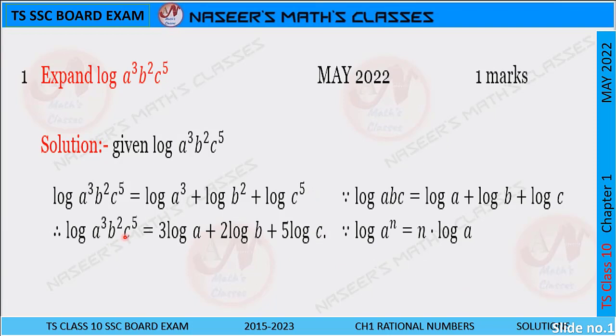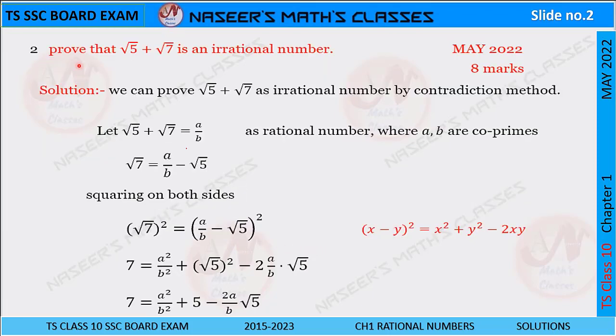And log A cube, log B square, log C power 5 are in the form of log A power n is equal to n into log A. By using this one, we can write log A cube as 3 log A, log B square as 2 log B, log C power 5 as 5 log C. Therefore, log A cube B square C power 5 is equal to 3 log A plus 2 log B plus 5 log C. We are going to solve the second problem.